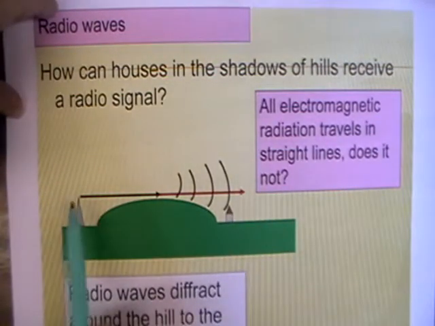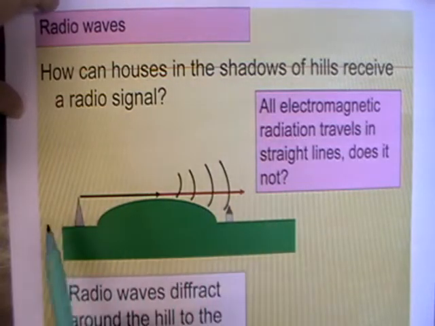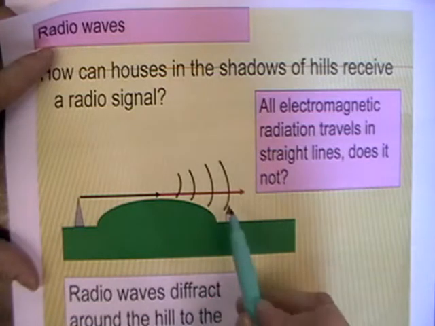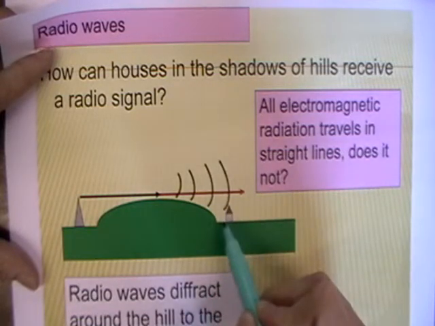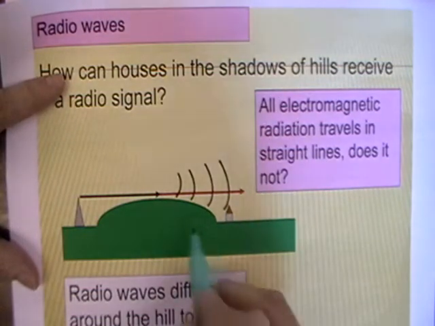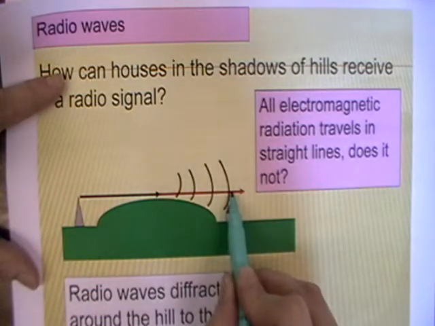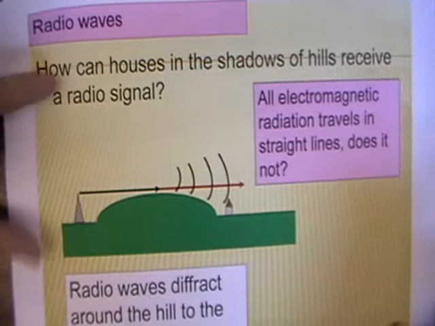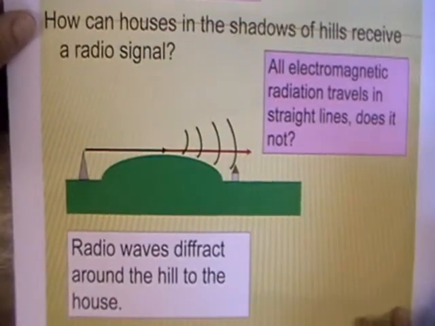How can houses in the shadows of hills receive a radio signal? Sometimes radio signals, like all electromagnetic radiation, travel in straight lines, but some of those signals then can bend very slightly round a corner. It's called diffraction. So sometimes you might get a signal there even though you should really be up here before you get the signal, but sometimes because the radio waves have bent around the hill or bent in around the valley, you will get a signal where you maybe would expect not to.